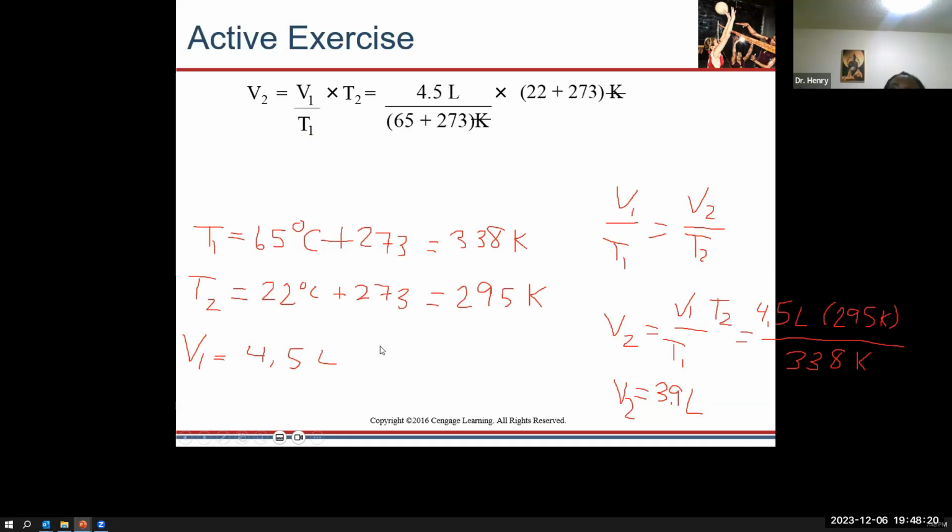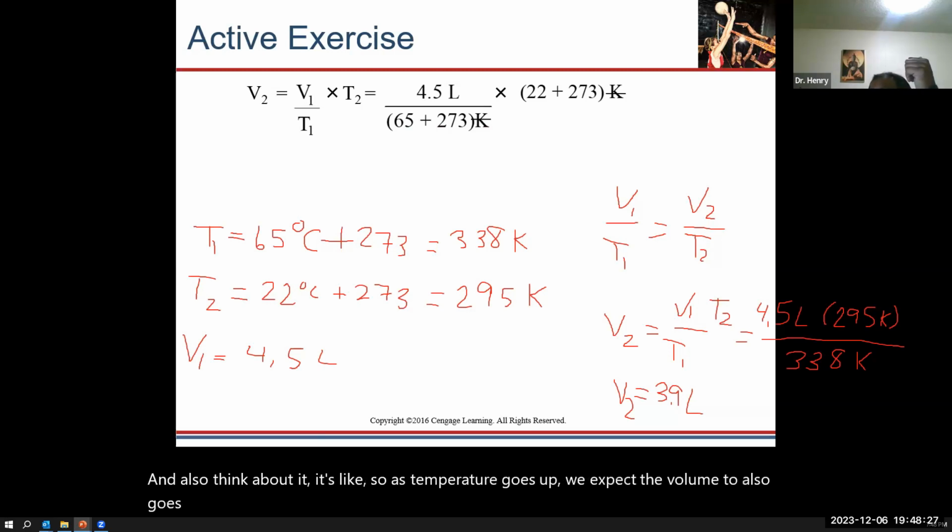And also think about it: as temperature goes up, we expect the volume to also go up. As temperature goes down, we expect the volume to also go down, right? Because they're directly proportional. That kind of helps as well, because then you can eliminate the high values immediately.